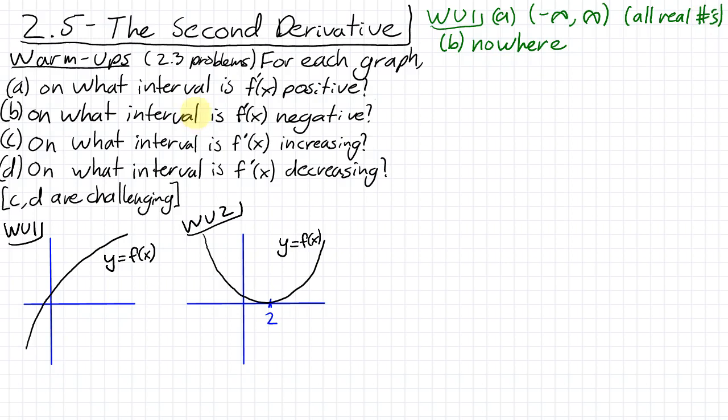And on what interval is f prime of x negative? That's nowhere, because if f prime of x were negative, it would be slanted downward somewhere. So there's no values of x. So you just say nowhere or no values of x or anything like that.